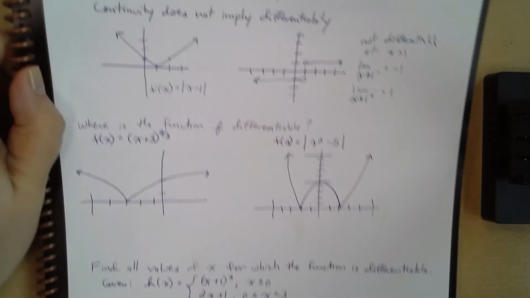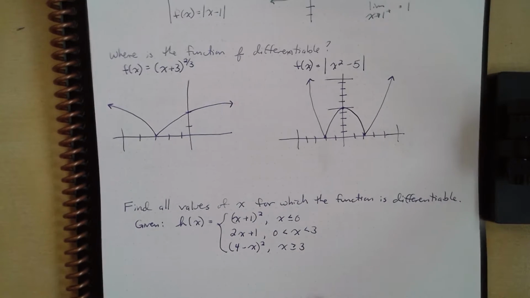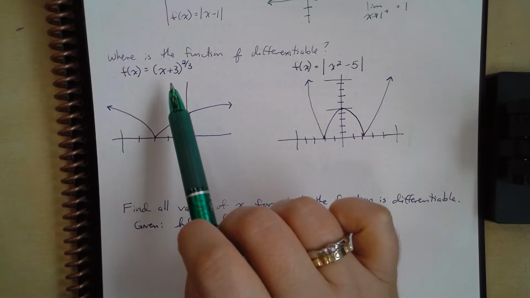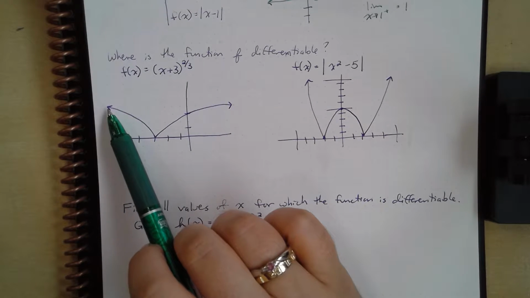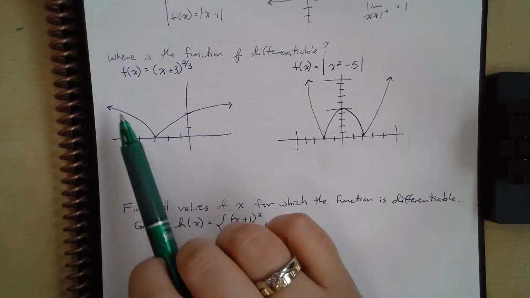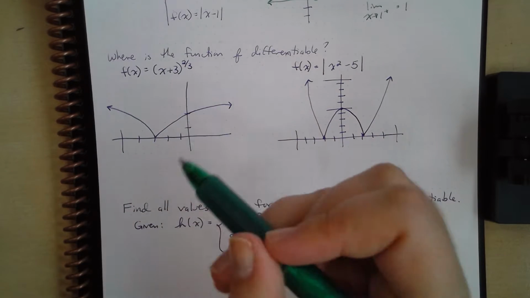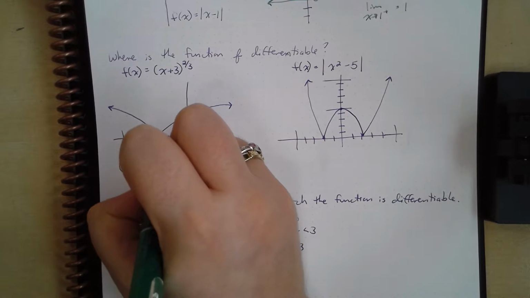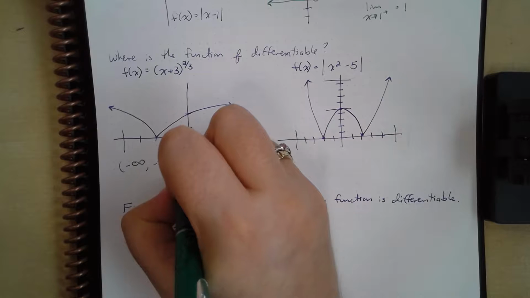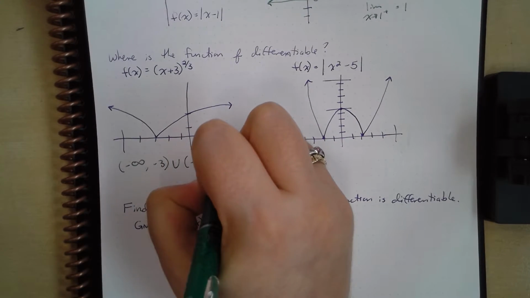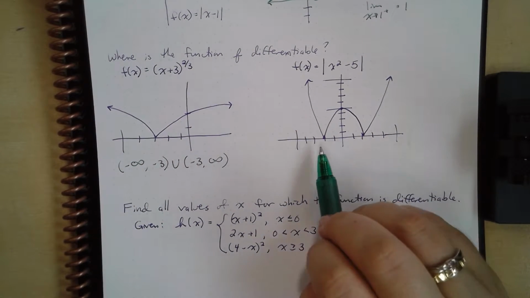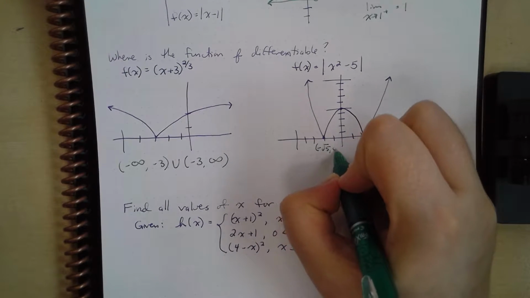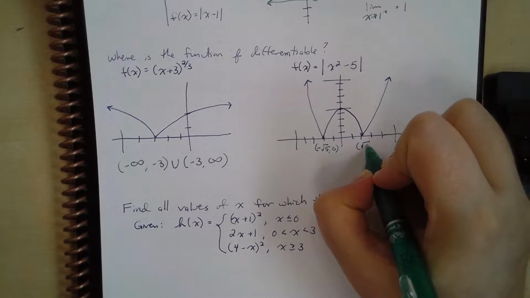So where is a function differentiable? Well, let's look at some examples here. We have this graph, f of x equals x plus 3 to the 2/3 power, and we have what looks like a cusp here at negative 3. So it comes down and then it goes up. So we can say that this is differentiable from negative infinity to negative 3, and then again from negative 3 to infinity. Now, if we look here, I'm going to just tell you that this point here is negative radical 5, 0, and this point here is radical 5, 0.